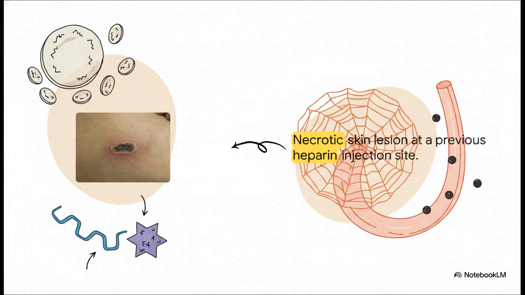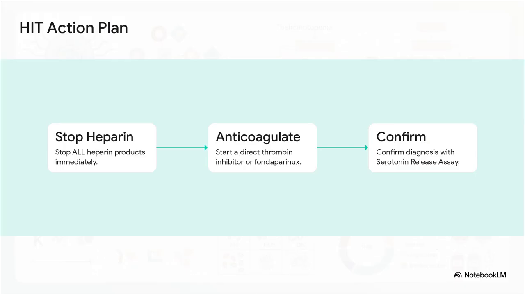If you see a necrotic skin lesion exactly where they got a heparin injection, that is a classic trigger telling you to look for new arterial or venous thromboses. What's happening is the immune system is reacting to the heparin platelet factor 4 complex. It activates and clumps the platelets, dropping the count and blocking vessels, which is what causes that tissue necrosis. For the next best step in emergency management, you need zero hesitation. Stop all heparin instantly. Yes, even the flushes and the low molecular weight heparins.